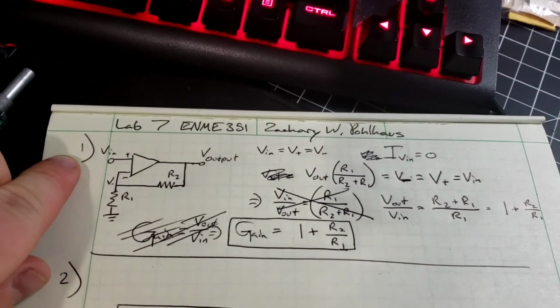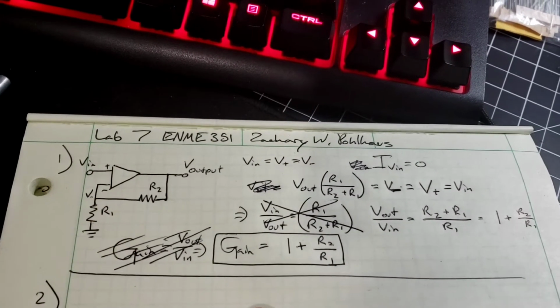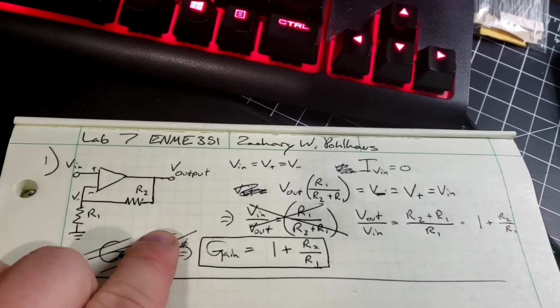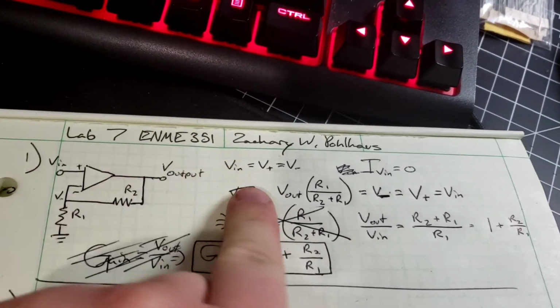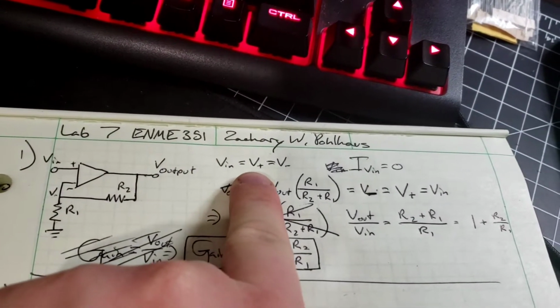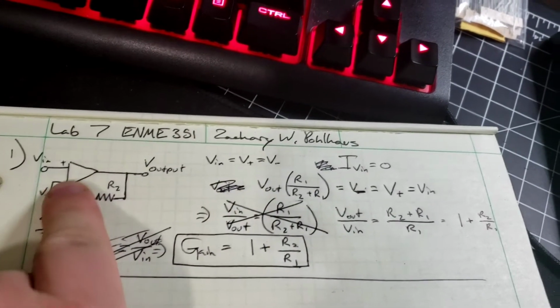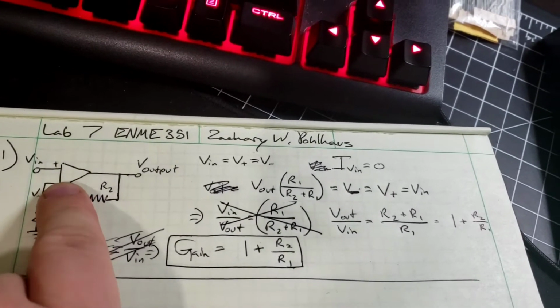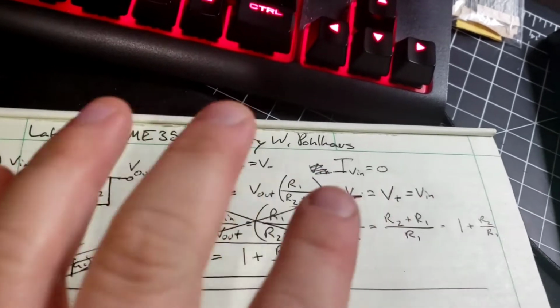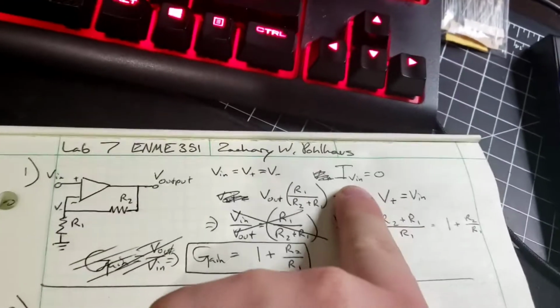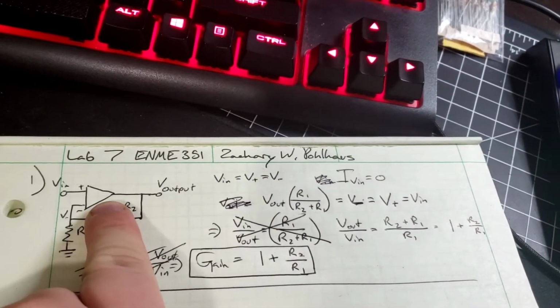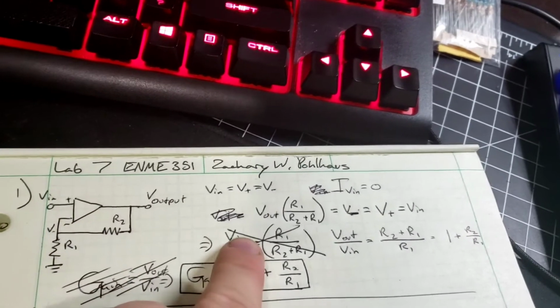Starting off with exercise 1, we have the derivation for the gain, which is V out over V in. So we start off with V in equals V positive terminal and V negative terminal, because these two are equal by the first rule of op amps. We have our current at V in is equal to 0.